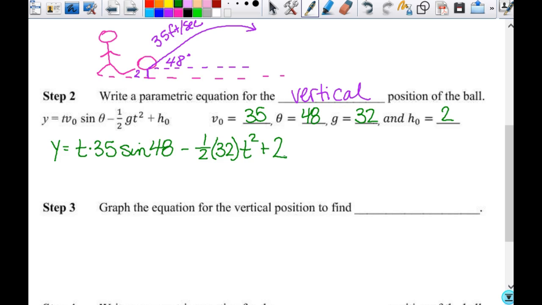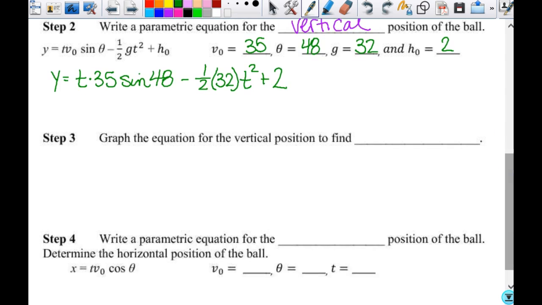Now, I could clean that up a little bit, but we're going to use it in the calculator, so it's okay that it's not clean and pretty, because we would really probably write, T would probably not be there, and we could take half of 32, but we're going to let the calculator do some stuff for us, all right? So it says, graph the equation for the vertical position to find blank, and we're going to use that to find when it hits the ground.